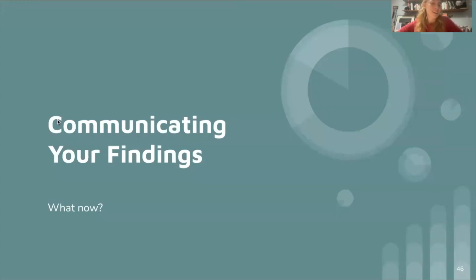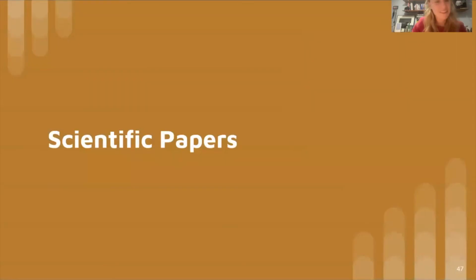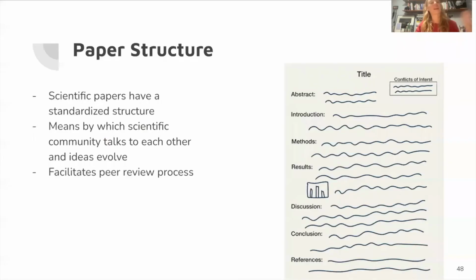So communicating your findings. What now? We did all this science. We did these experiments. We did all this research. What now? So we write a paper. So just a quick overview of scientific papers, which we're all familiar with, but it doesn't hurt, especially since we're going to be writing one in the class. We'll go more in depth later, but there's a standardized structure. There's a title, abstract, introduction, methods, results, discussion, conclusion, and your references.